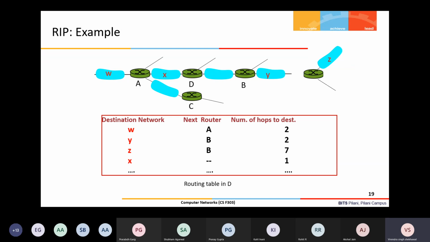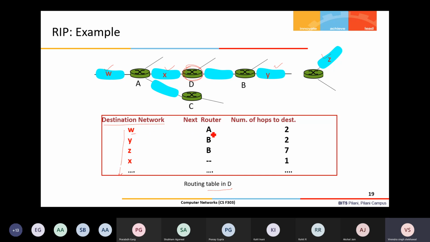Okay, let's look at one simple example of the working of RIP. In this topology you have destination networks W, X, Y, Z. There are others too, and the list can be long, depending upon how many networks there are. Currently this table is at router D. So what is router D's current state?